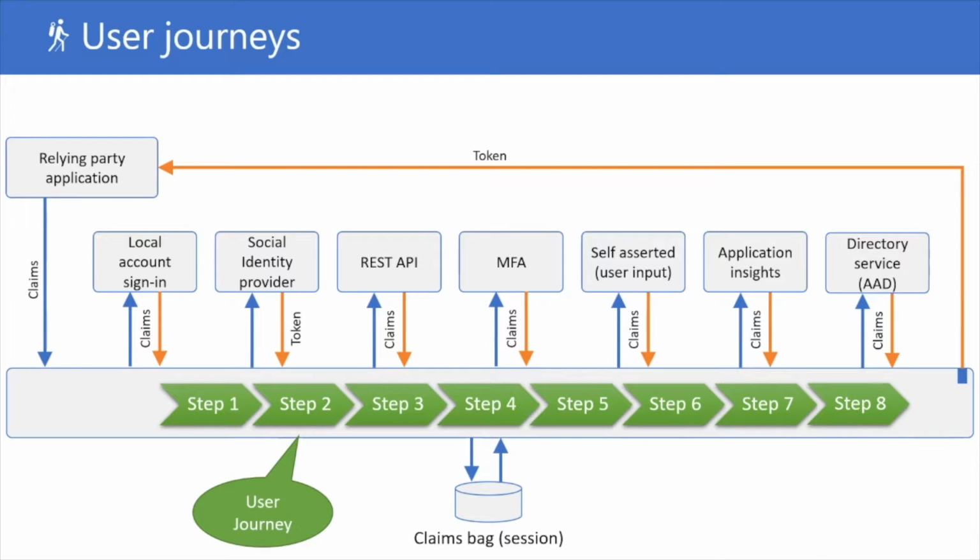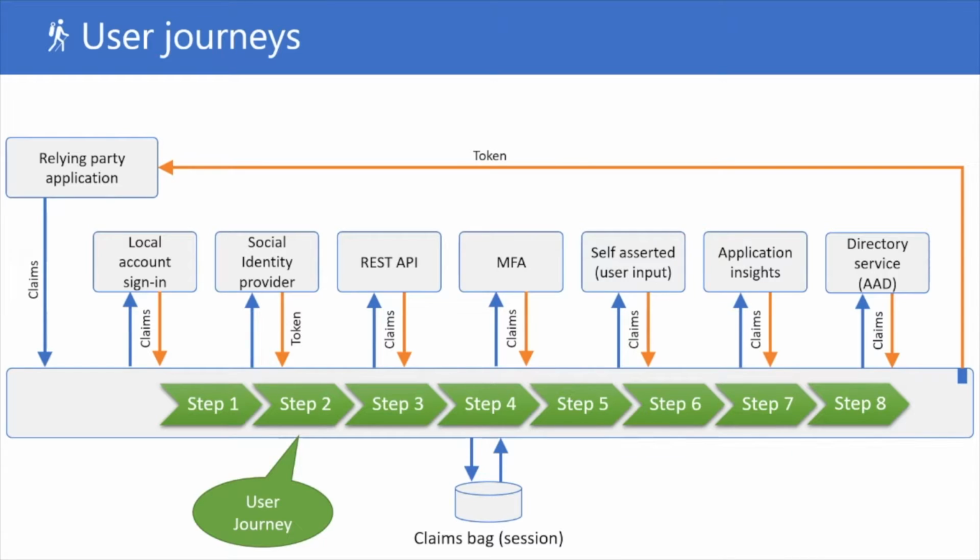Let's look at this kind of visually. If you can picture this diagram here as the conceptual representation of the policy that is being accessed through the endpoint provided by the policy. The relying party application calls into the policy, and it may or may not supply some incoming claims. The user is taken through a series of steps, as you see here, step 1, 2, 3, 4, and so on and so forth, that are considered the user journey through this policy.